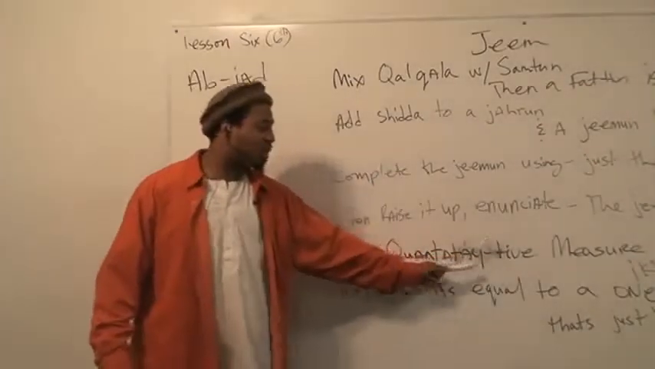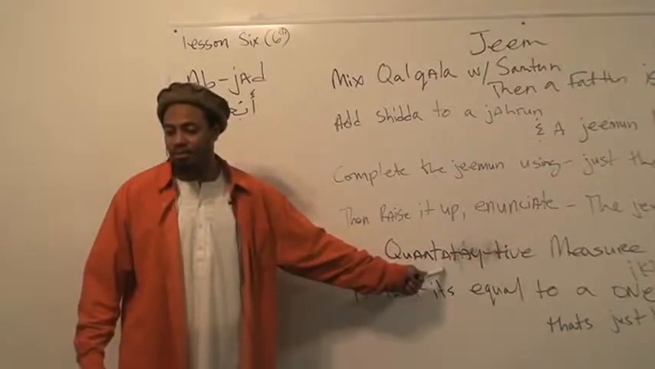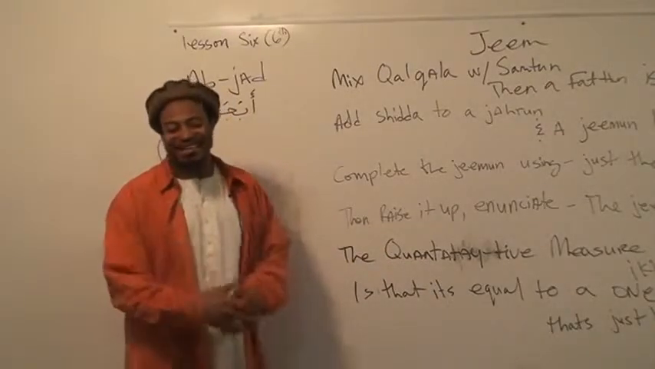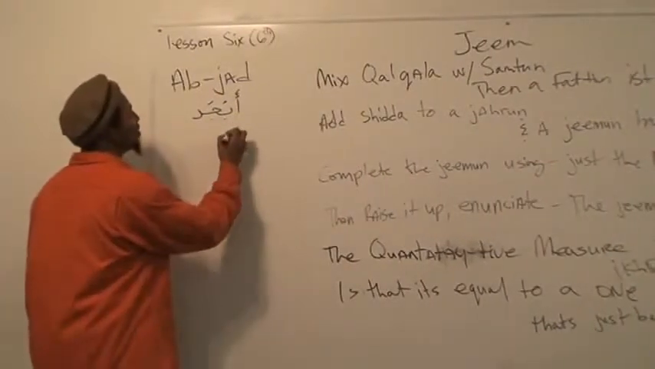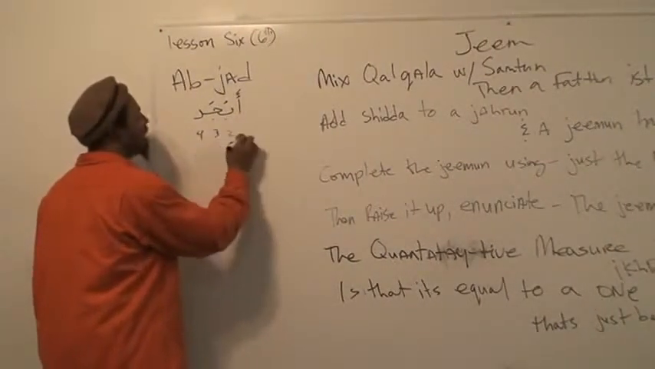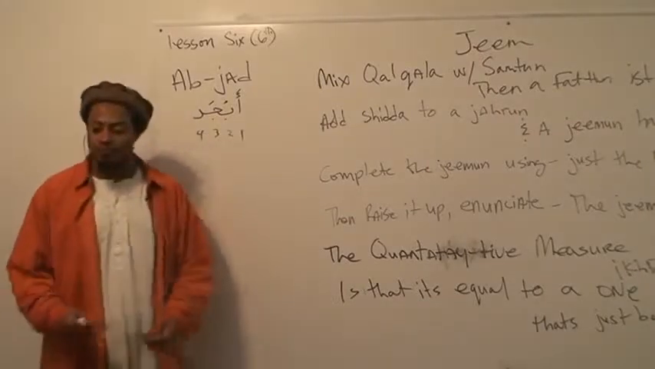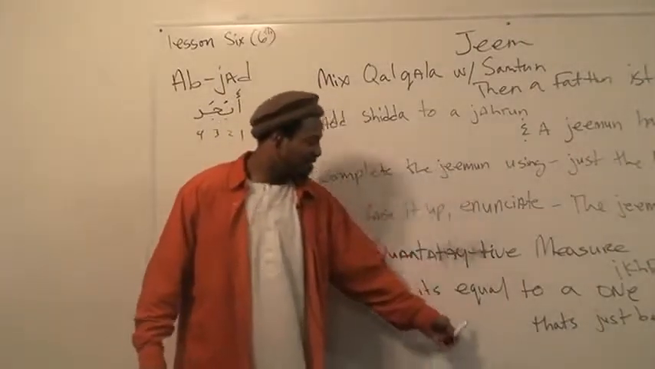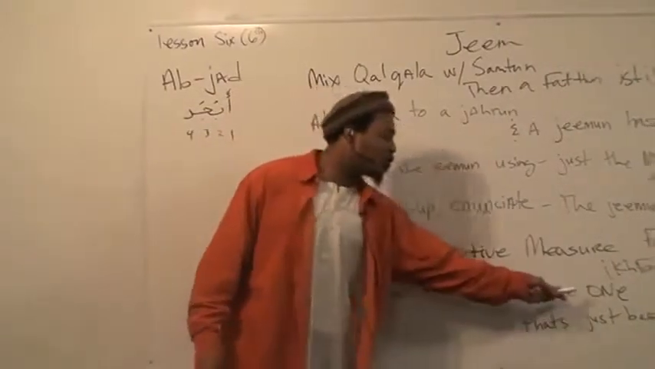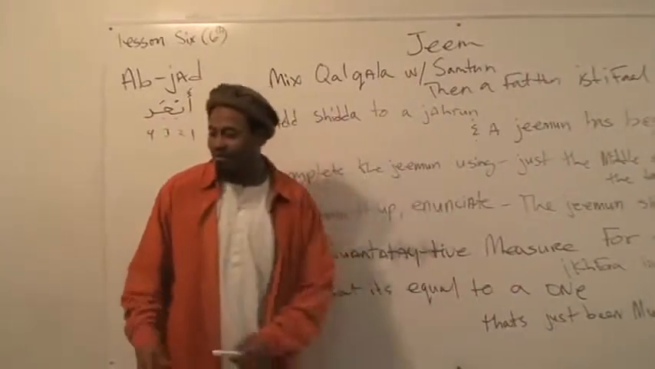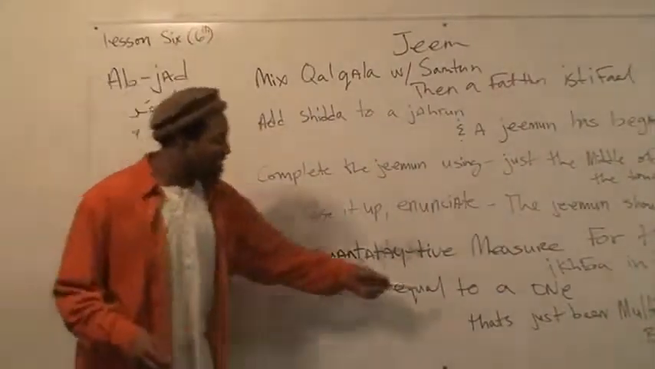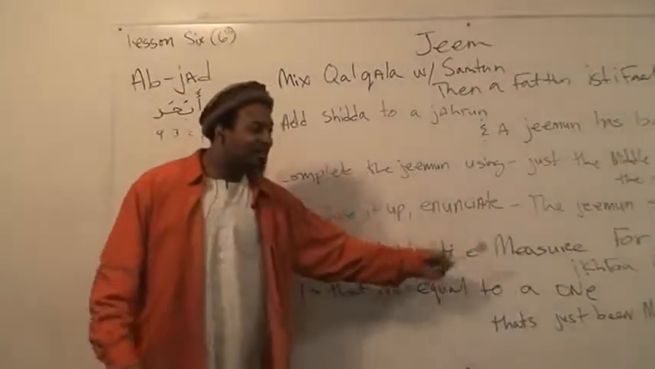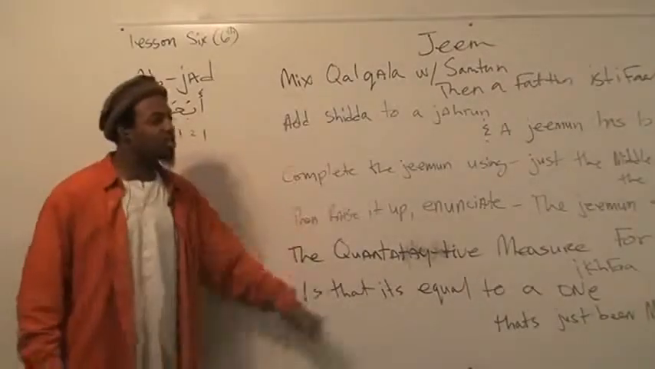Is that it's equal to a 1. So what is the numeric value for jim? 3. How do you know? That's your abjad. Now he did it the easy way. He said all you have to do is go 1, 2, 3. 1, 2, 3, 4. And that's how you know. But where do you find it in this poem? It's at the end. It says it's equal to a 1. That's just been multiplied by 3. So what is 3 times 1? 3. Okay, so then the quantitative measure for the ikhfa and jim is 3. That's all we need to know with this right here.